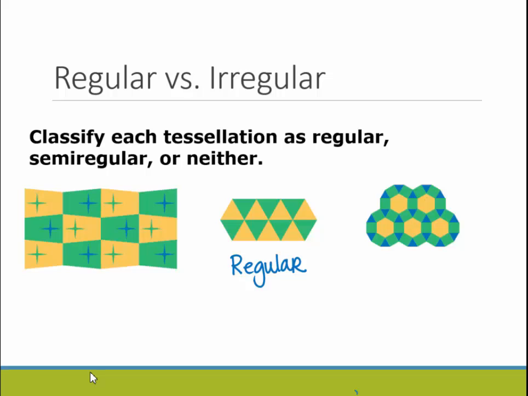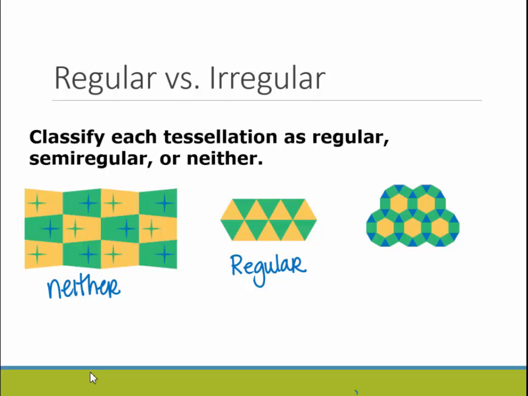Now this first one here, it's important to know that even though this is using the same shape over and over, this is not a regular shape. These sides are not all the same. We can tell that clearly by looking at it. So that means that this can't be regular or semi-regular, it's neither.